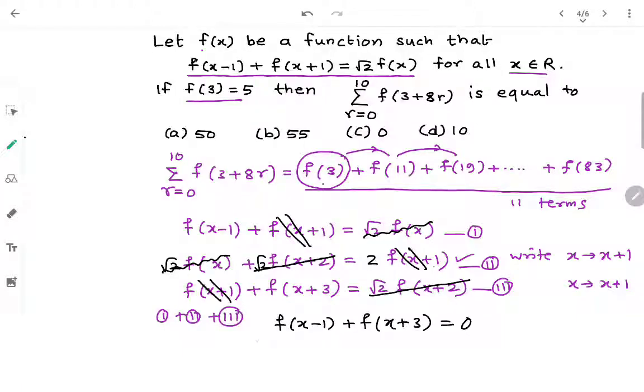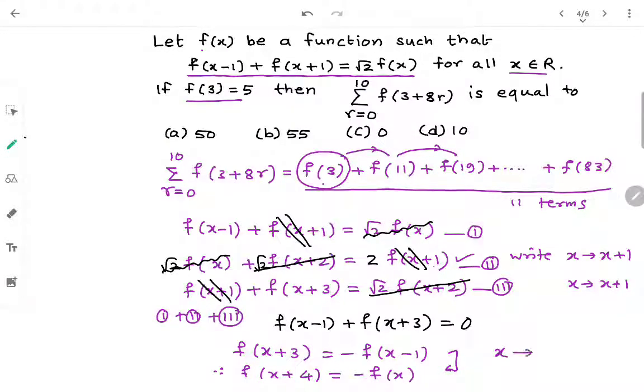That means f of x plus 3 is equal to minus f of x minus 1. Hence, simply f of x plus 4 will be equal to minus f of x. I hope you understand how I have written this. Instead of x, I replace with x plus 1 and we reach here. Now pay attention, this is very crucial.